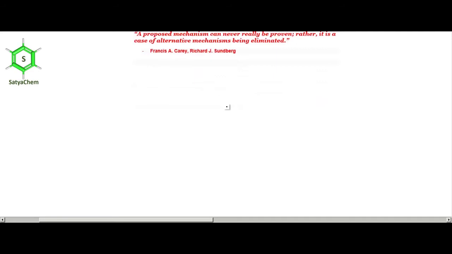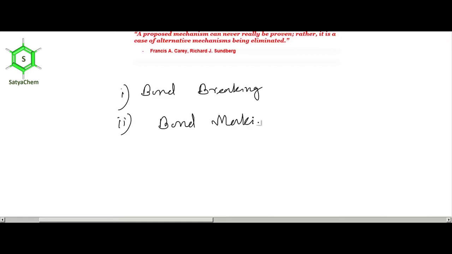Two important terms in organic reaction mechanism are bond breaking and bond making. Before going into detail, the movement of bonding electrons and non-bonding valence electrons essentially needs to be understood. This is a full-headed arrow.